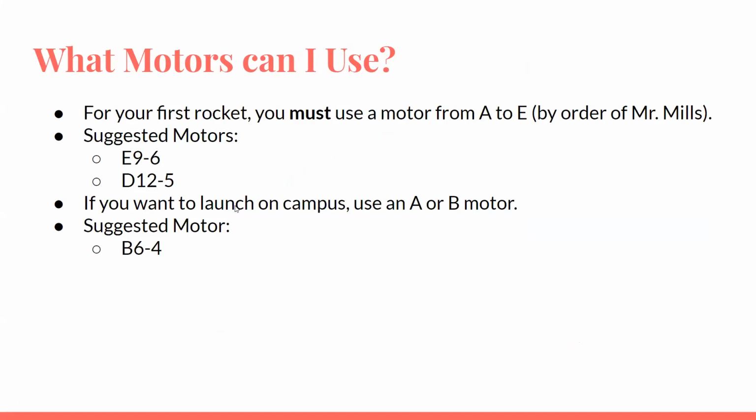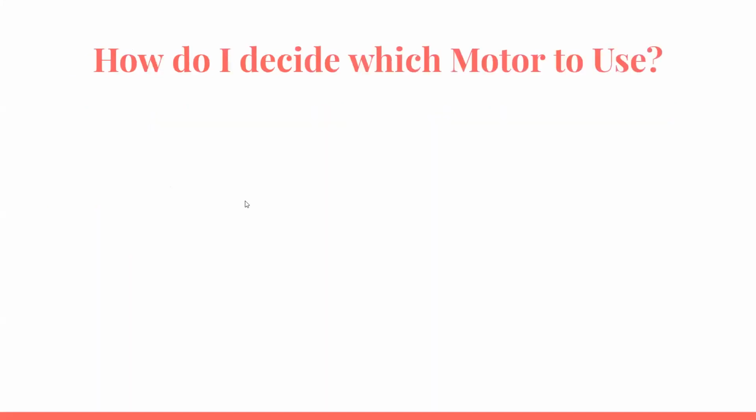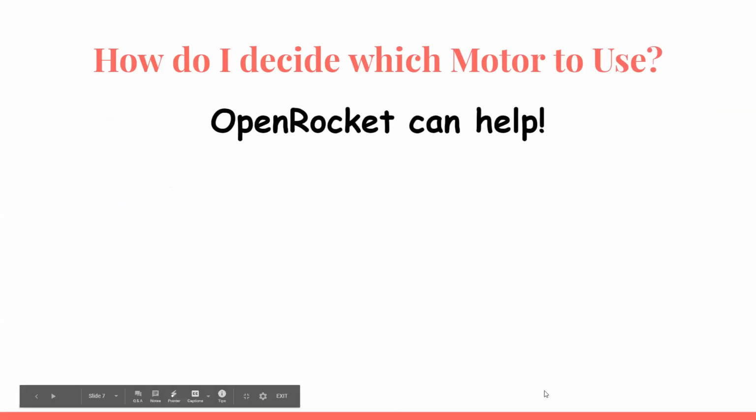And if you want to launch a rocket on campus, it has to be a smaller rocket. It can't go as high, so a B6-4 would be perfect for that. So now this may all seem overwhelming, and you might be wondering how to choose a motor. Well, the answer is OpenRocket can do a lot of the work for you. So I'm going to pop over to OpenRocket and show you how to do that.